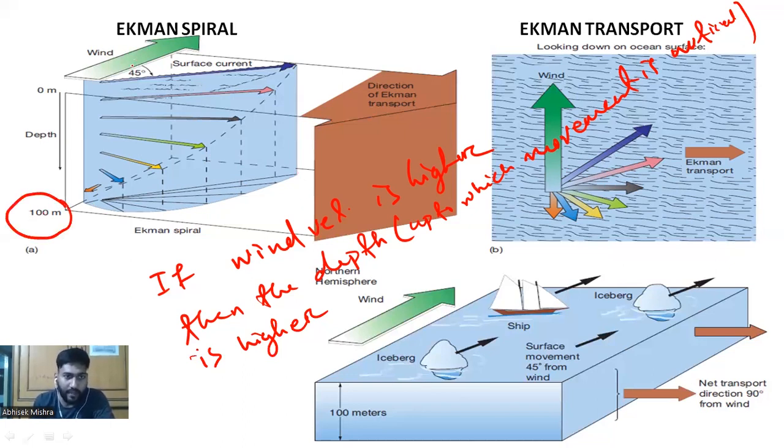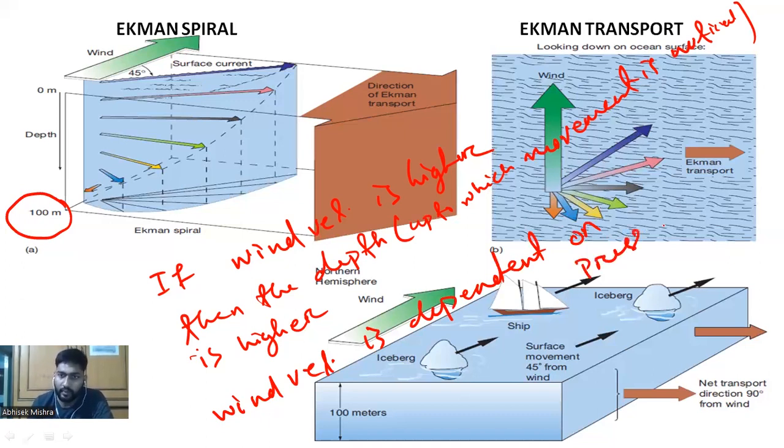Again, wind velocity is affected by various factors. Wind velocity is also dependent on latitude. Wind velocity is dependent on pressure difference, latitude, the pressure gradient, and other factors.